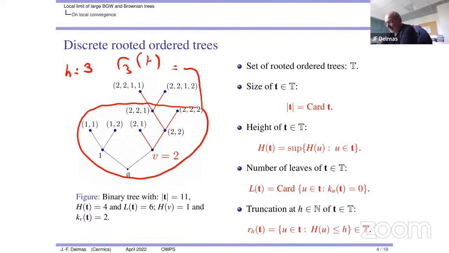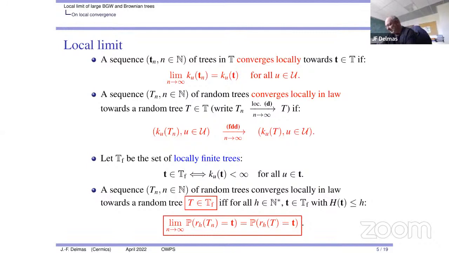So we want to look at local limits for a sequence of trees. We will say that they converge locally towards a limiting tree if the degrees are converging for all the possible words u. So of course it's interesting only for the elements u which belong to the tree. Okay, so this is the local convergence. We are looking at the convergence of the degree of each vertex. And we say that a sequence of random trees is also locally converging in law toward the limit if the sequence of degrees is converging in distribution for the finite dimensional distributions.